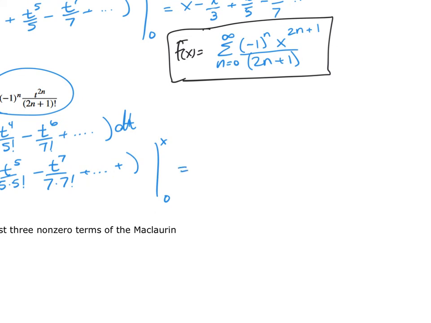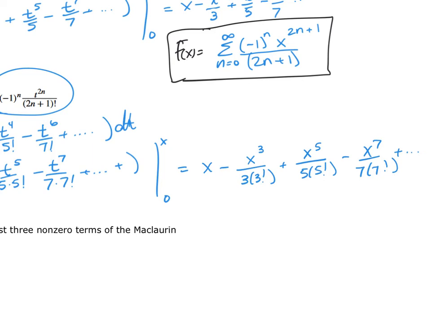This then becomes x minus x raised to the 3rd over 3 factorial, plus x raised to the 5th over 5 factorial. And we'll do one more, x raised to the 7th over 7 factorial. So we can see it's alternating again.